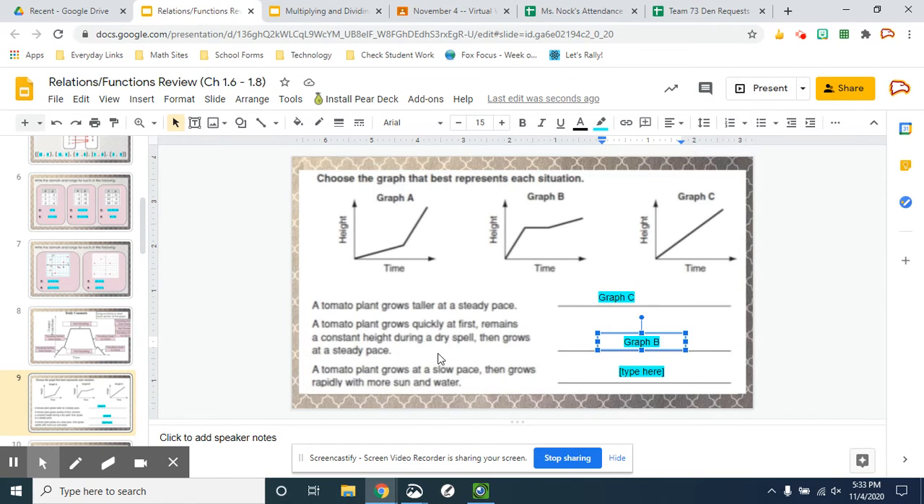All right, and then the last one, let's make sure it makes sense and don't just type graph A. A tomato plant grows at a slow pace, then grows rapidly with more sun and water. So it's more of a gradual, we're not going too high up. That's a long time passing. We didn't get very far. And then a shorter amount of time passes and we spike up that y-axis so the height gets taller faster. So that means that graph A does make sense for the scenario.